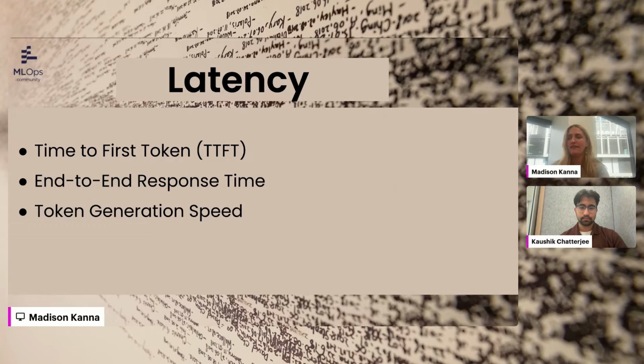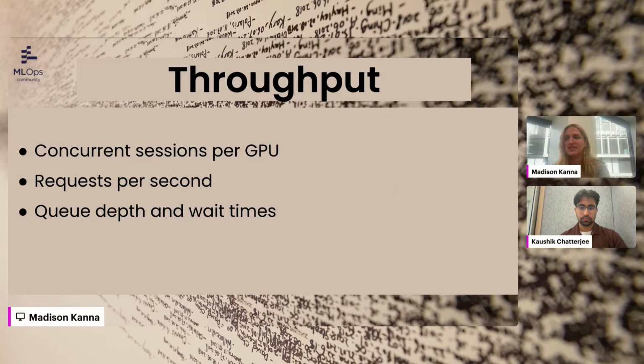And then we also have a second really important metric category for measuring the performance of voice models, which is throughput. So throughput is telling you how many concurrent conversations your system can handle. And there's a couple of key measurements we really want to focus on here. So one of them is concurrent sessions per GPU. This measures how many simultaneous voice conversations a single GPU can handle effectively.